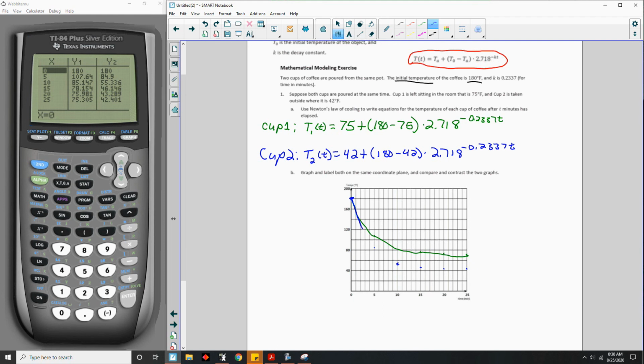So this comes down, gets colder faster, but then it levels off. It doesn't get any colder than the outside air. So there's the graph of T sub 2 of T, and here's the graph of T sub 1 of T.